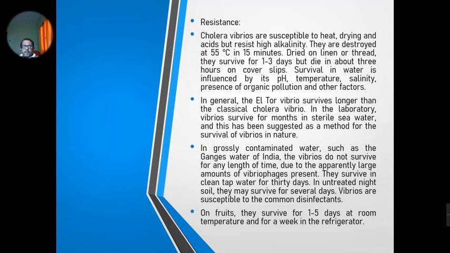Now there are two types of strains of this cholera bacteria: El Tor vibrio and classical cholera vibrio. These are the two strains of this bacteria which mostly affect human beings by causing this cholera disease. Now this El Tor vibrio survives longer than classical vibrio. Okay, in laboratories, this vibrio survives for months in sterile seawater.